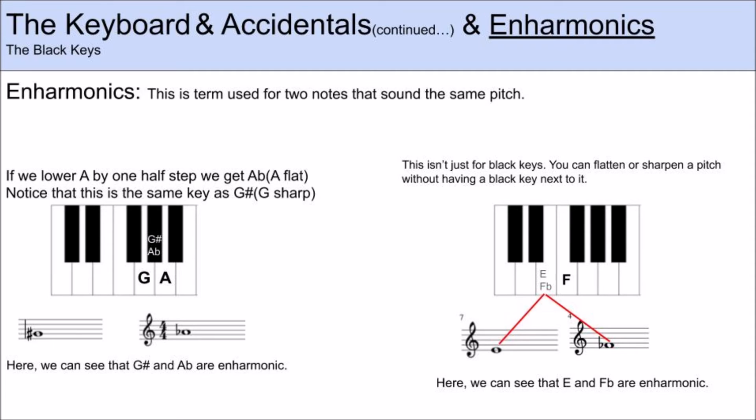Here, the first pitch on that staff is E. And the pitch on the staff to its right is F flat. But there's no black key in between E and F. So if you put a flat sign on F, you have to go down 1/2 step. That makes F flat the same pitch as E. These are enharmonic pitches.